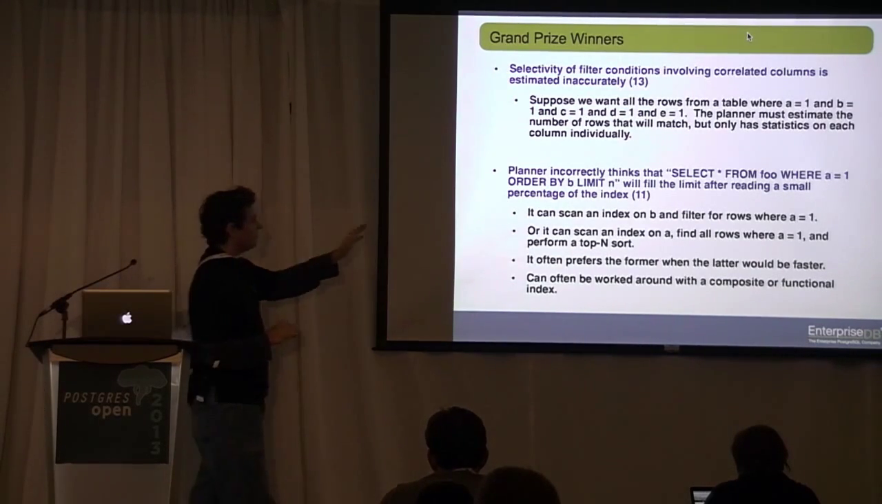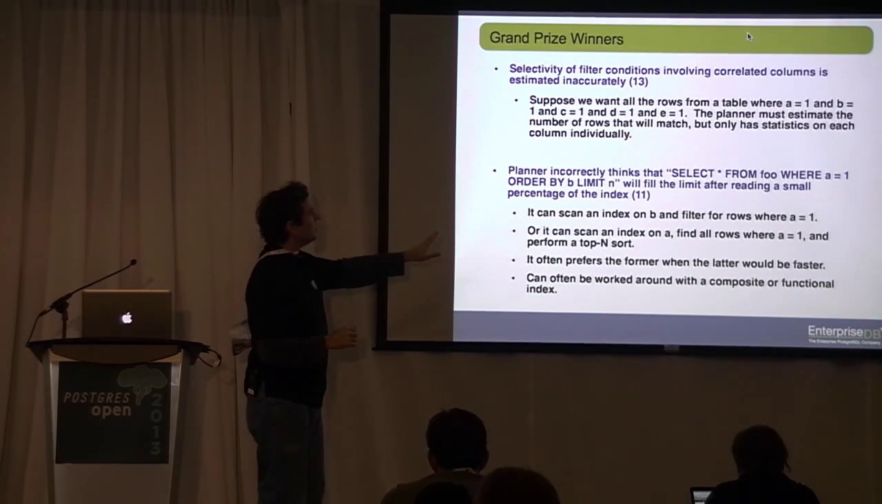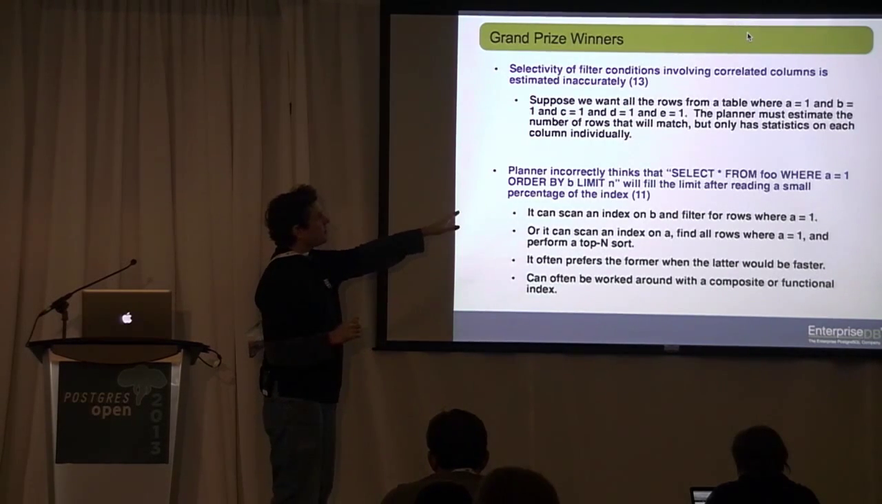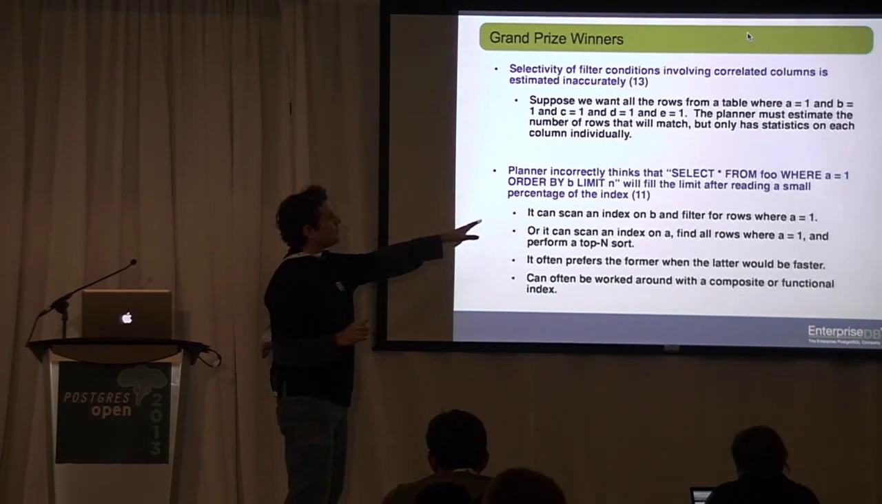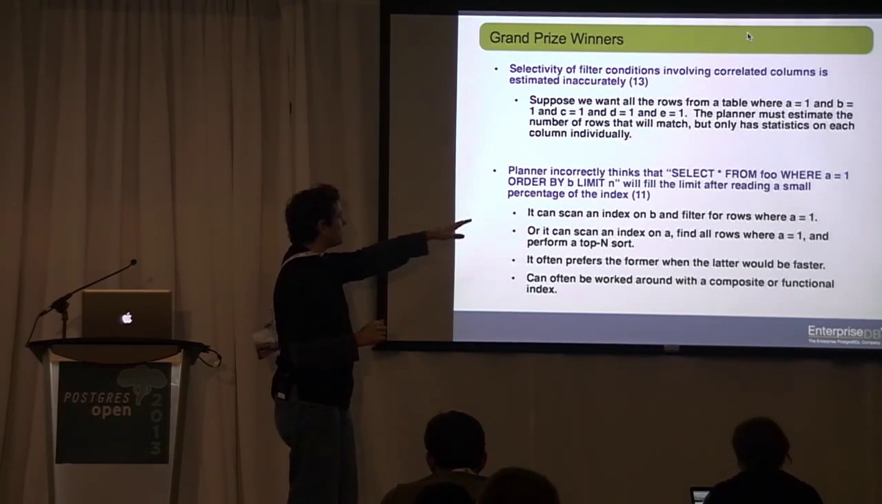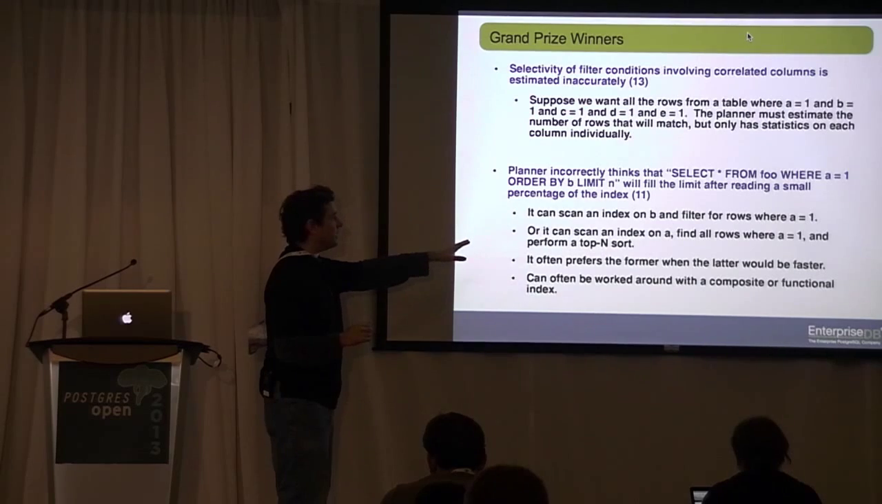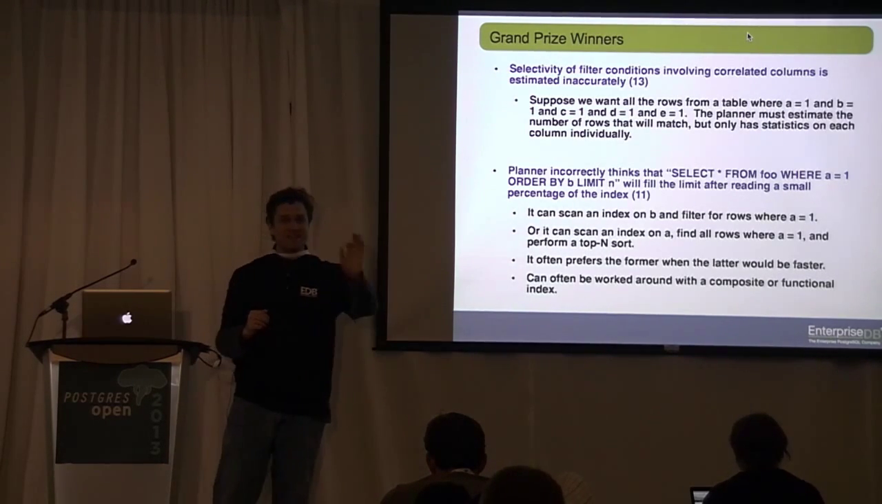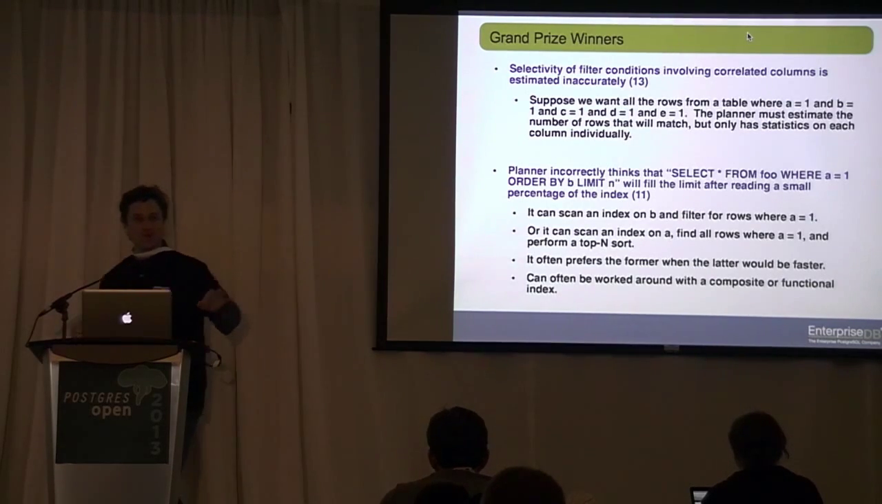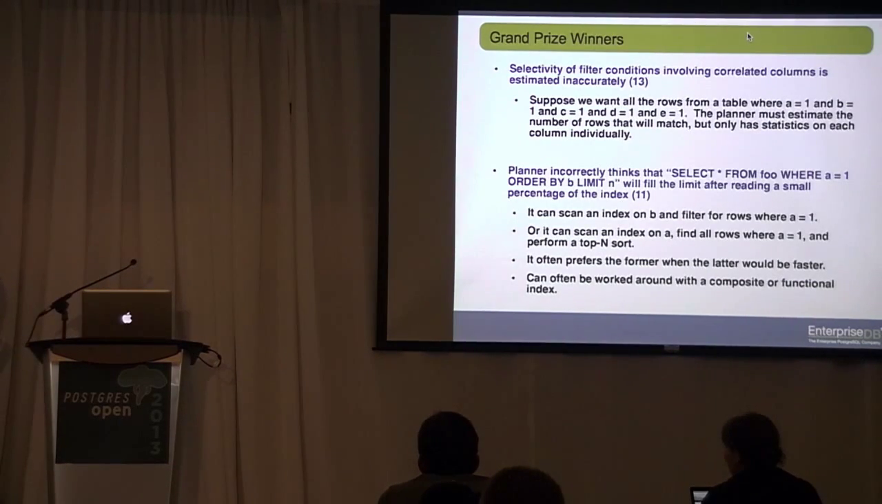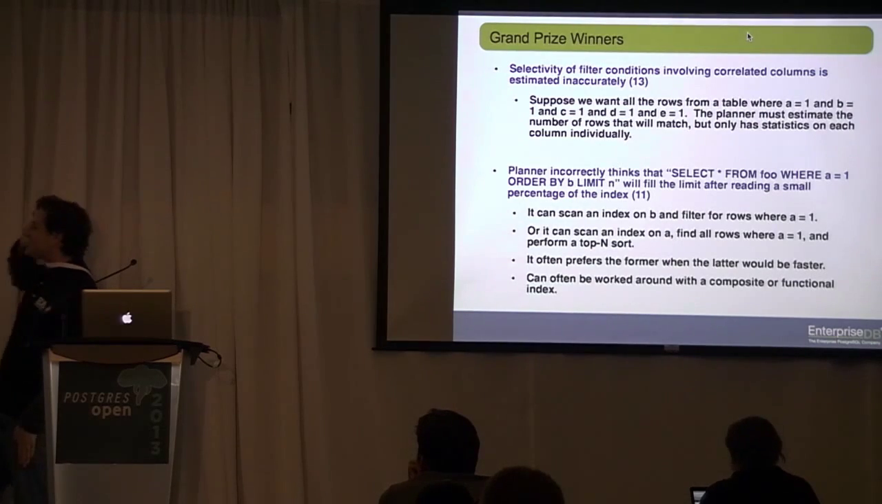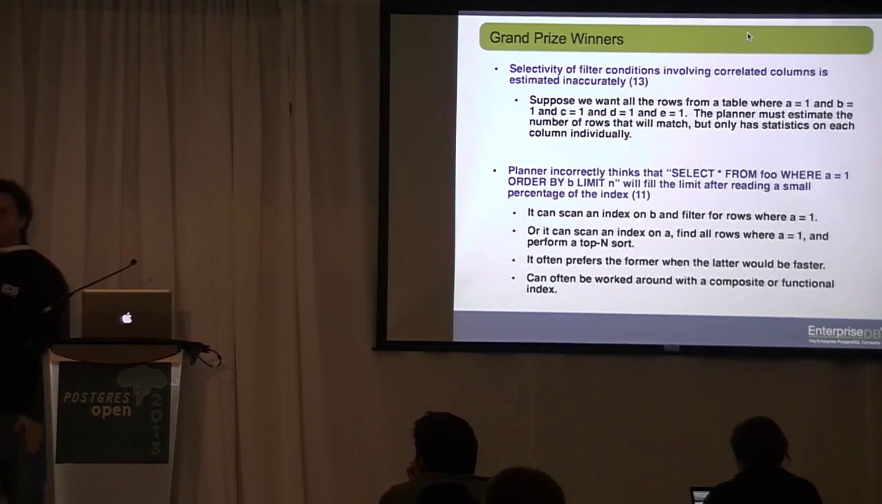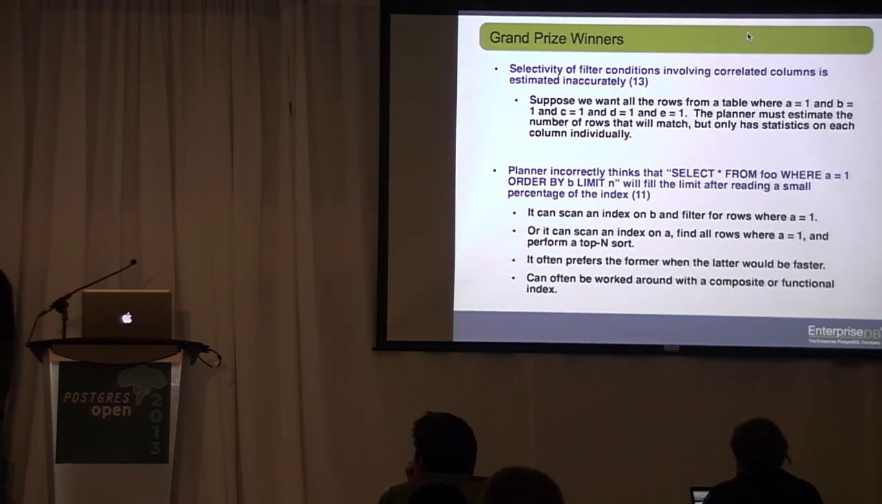Now, the other really big one was that the planner incorrectly thinks that a query of the form SELECT * FROM foo WHERE A = 1 ORDER BY B LIMIT n will fill the limit after reading a small percentage of the index. I see nodding in the audience from more than one person. And I bet we've all seen practically this exact query more than once if we've done any substantial amount of query troubleshooting. This query is my arch nemesis.